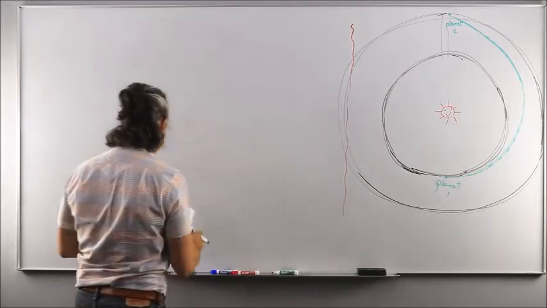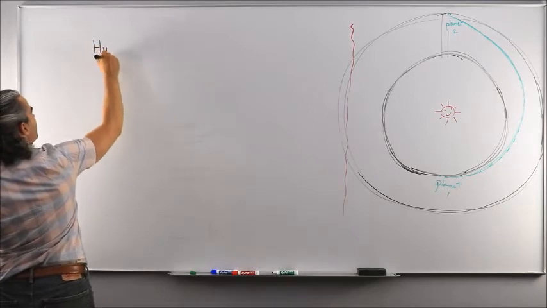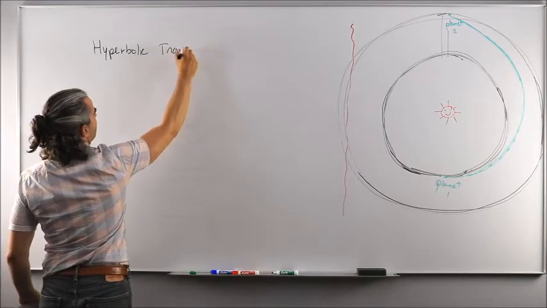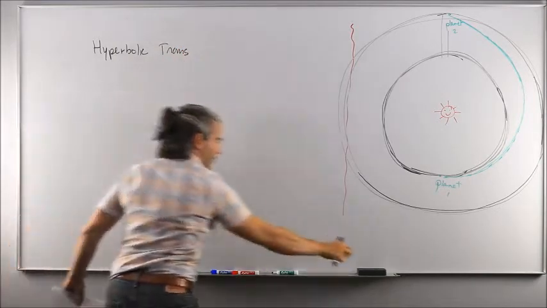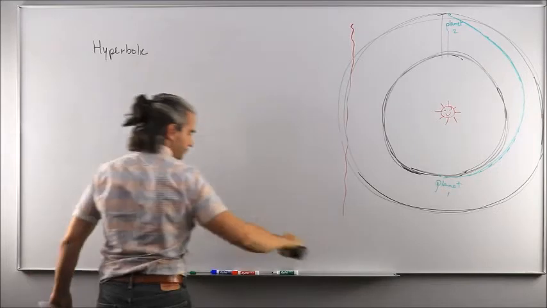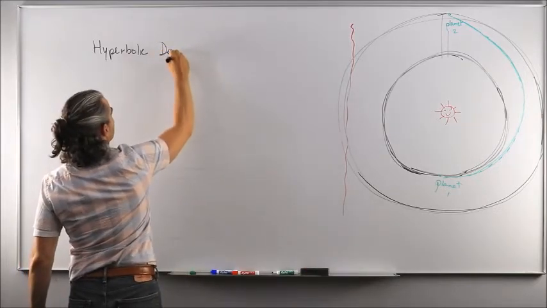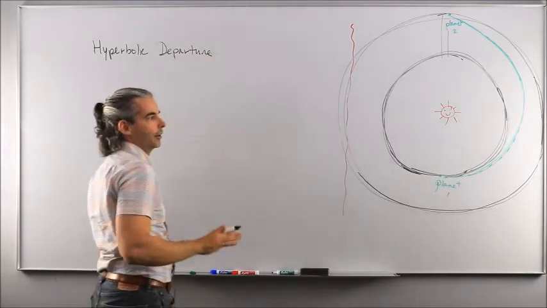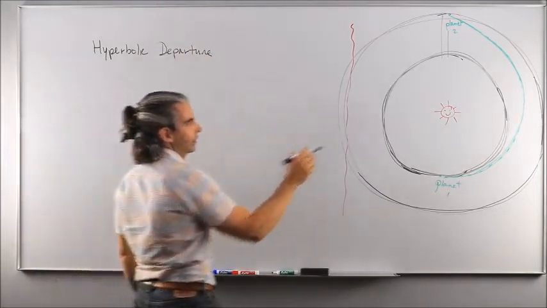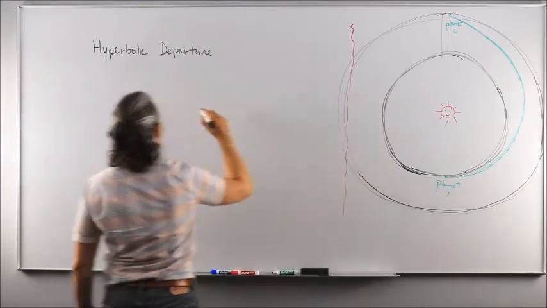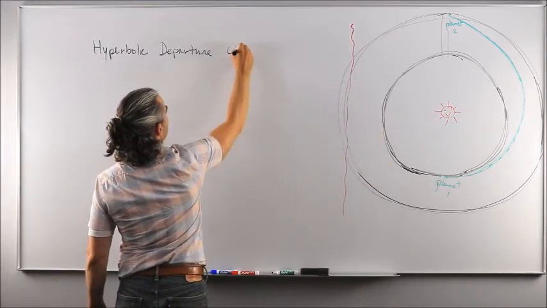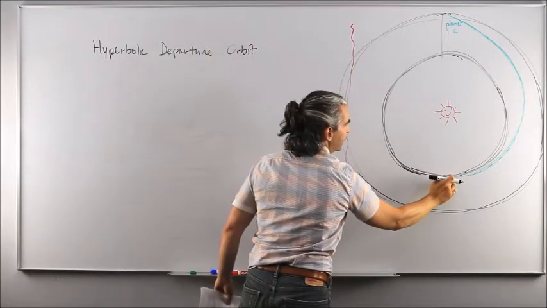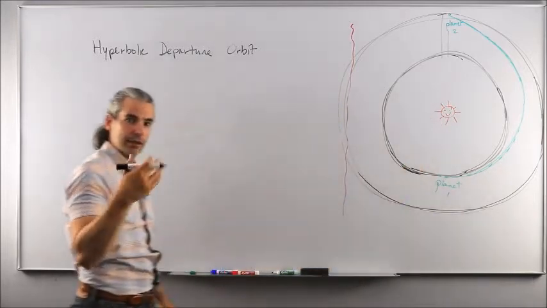So let's focus on the hyperbolic, not transfer, but departure orbit. Because there is only one transfer orbit in the entire system here, and that is the heliocentric elliptical transfer orbit. The hyperbolic departure orbit is the one that we're going to connect to the elliptical orbit here, to the patch conic philosophy.